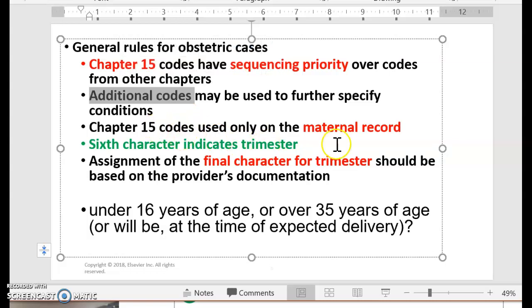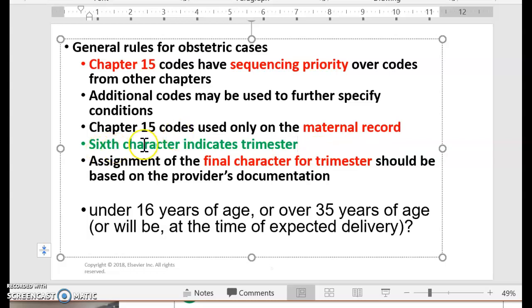Chapter 15 codes are all for the mother's record, okay? It is not going on a baby's record, because when you work with pregnancy and delivery and the baby, there are notes and guidelines to follow. Whom are you coding for? Is it the baby or is it the mother?